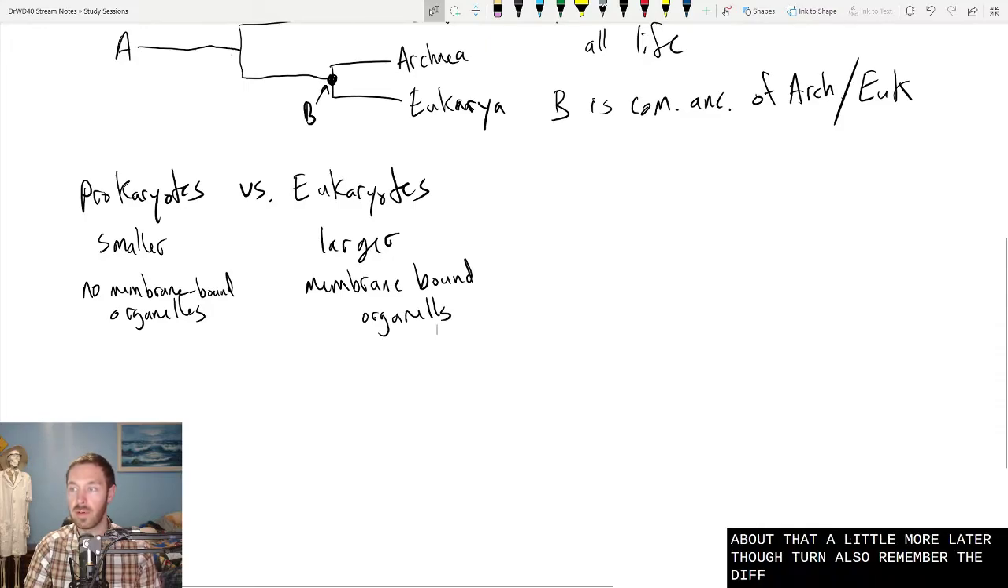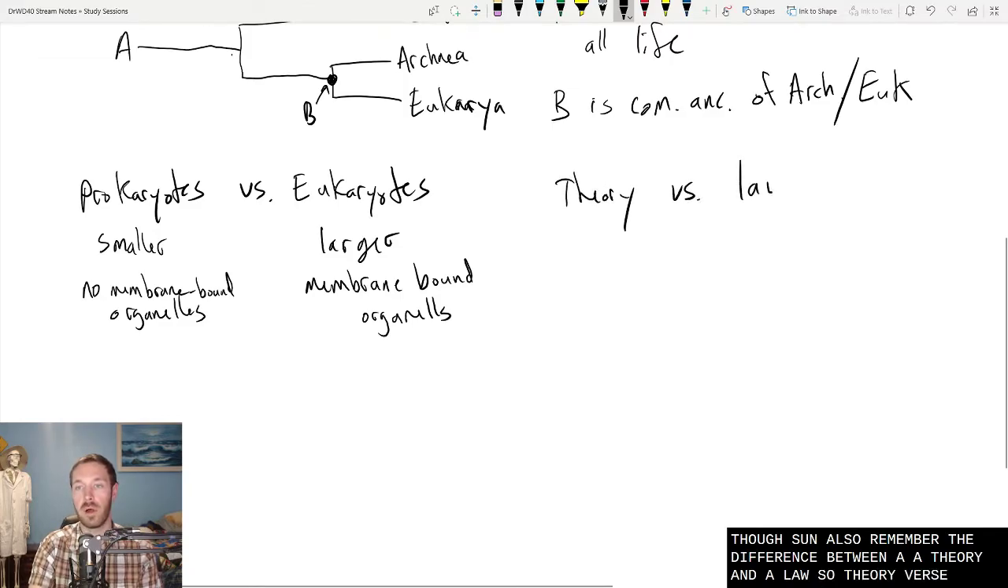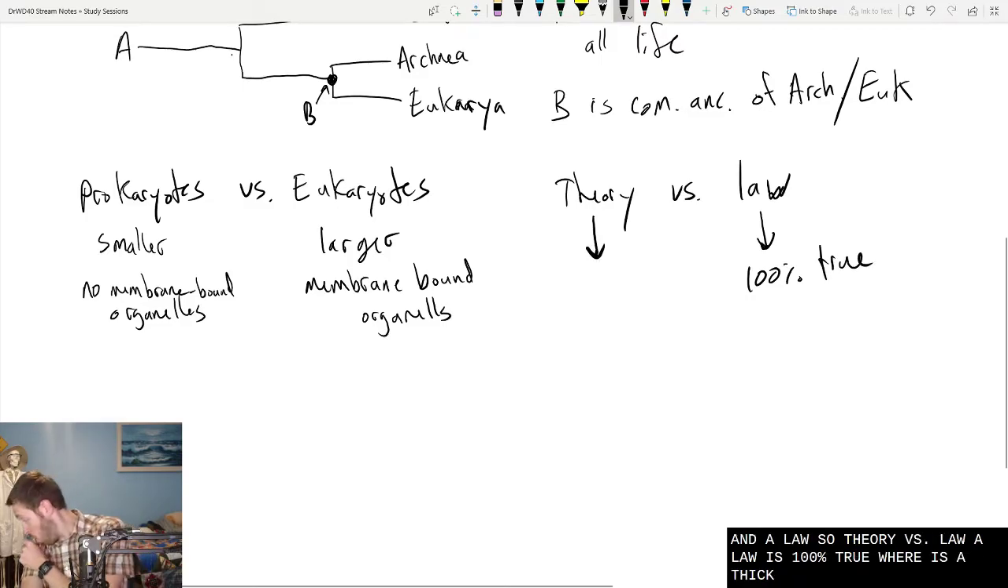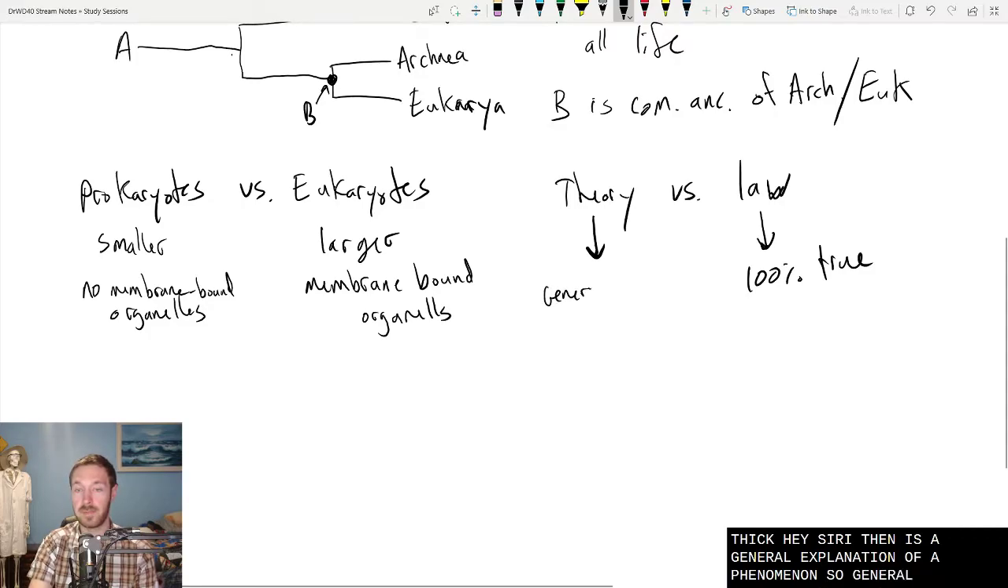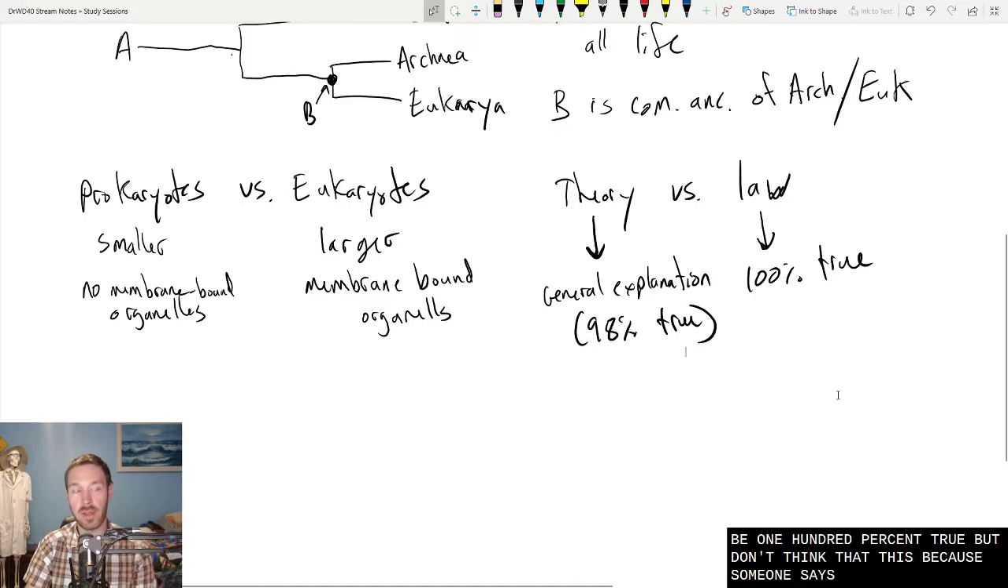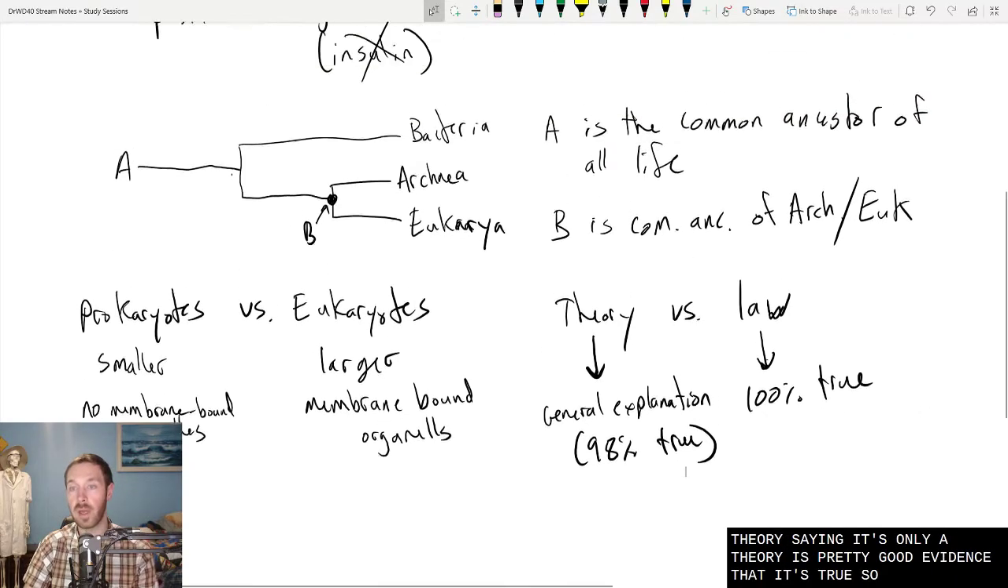So then also remember the difference between a theory and a law. Theory versus law. A law is 100% true, whereas a theory is a general explanation of a phenomenon. So like 98% true, whereas for it to become a law, it has to be 100% true. But don't think that just because someone says, oh, this is only a theory, that it's not true. Saying it's only a theory is pretty good evidence that it's true. So don't get in that argument with someone.